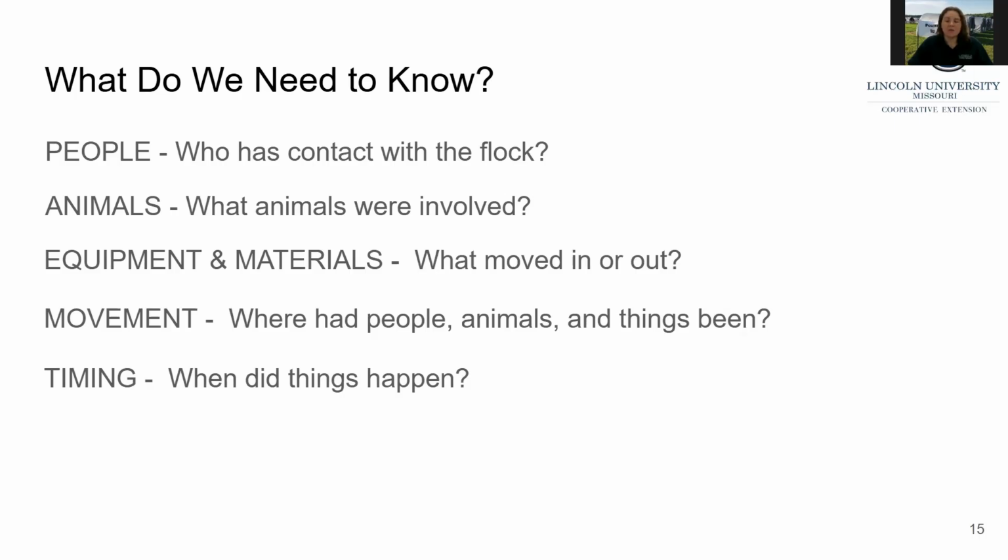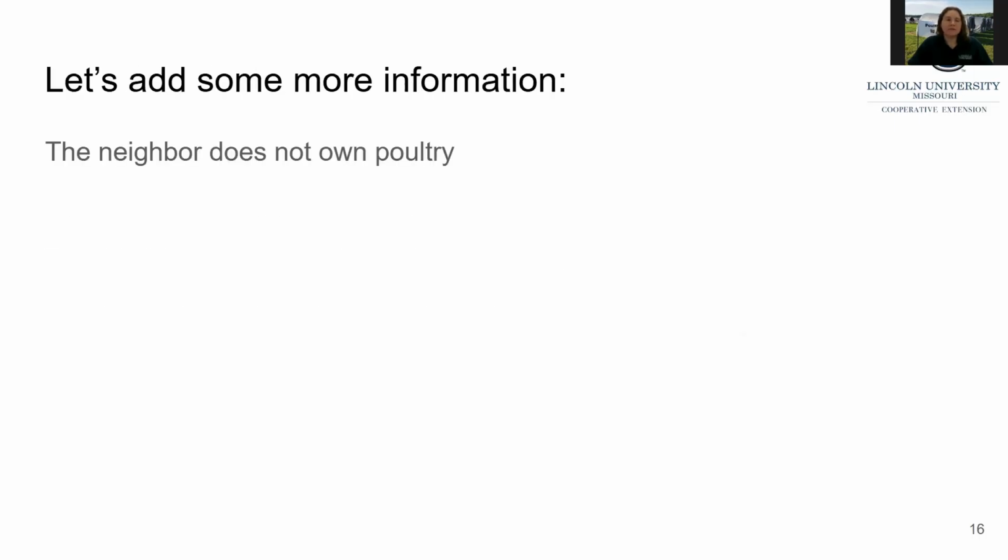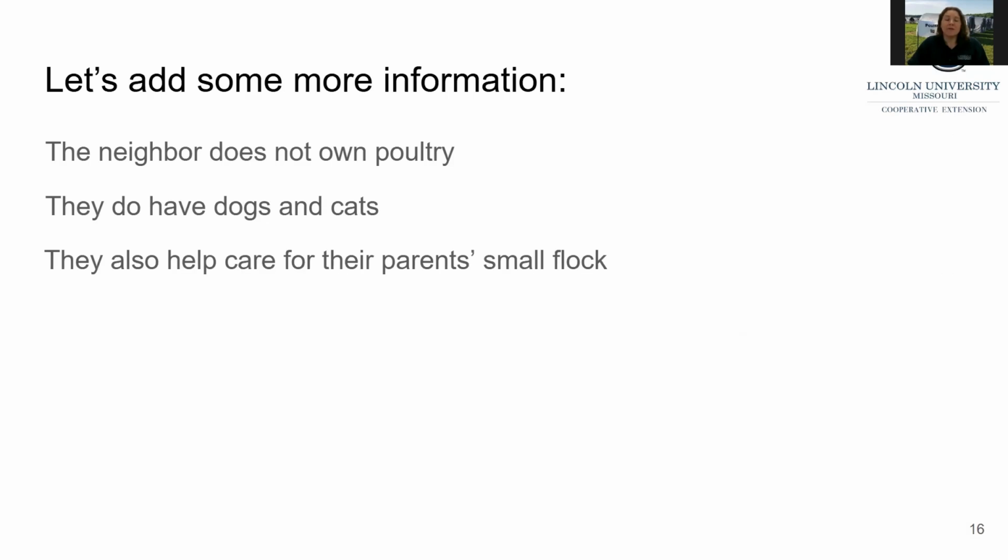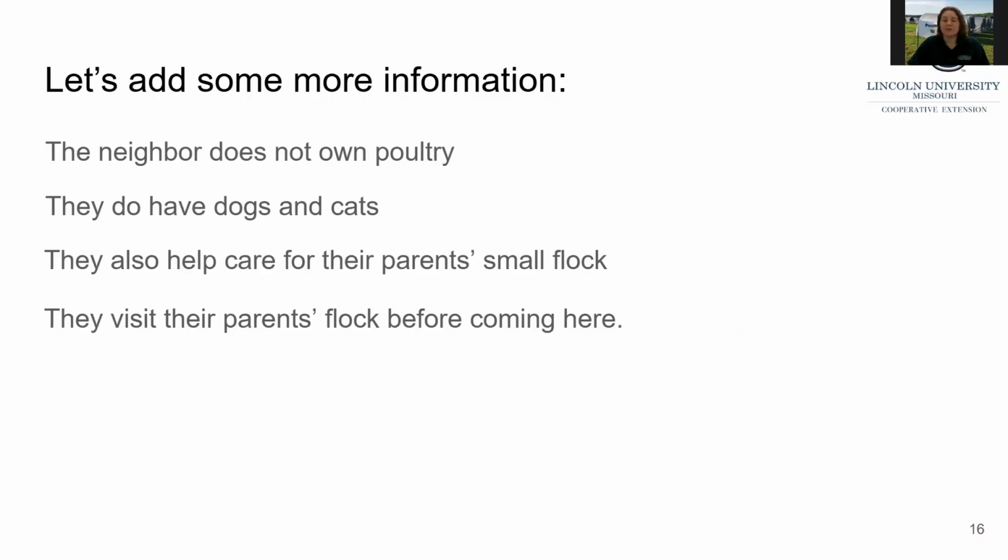And now we'll add a little bit more information to our case. First, we learned that the neighbor doesn't own poultry. Does that change anything? Maybe. Then we learn that they do have dogs and cats. Then we learn something more interesting. The neighbor also helps care for their parents' poultry flock. So now we have a connection between 2 poultry populations. Then we learn that the neighbor visits their parents' flock before coming to this flock. Now we have a direction of potential movement.